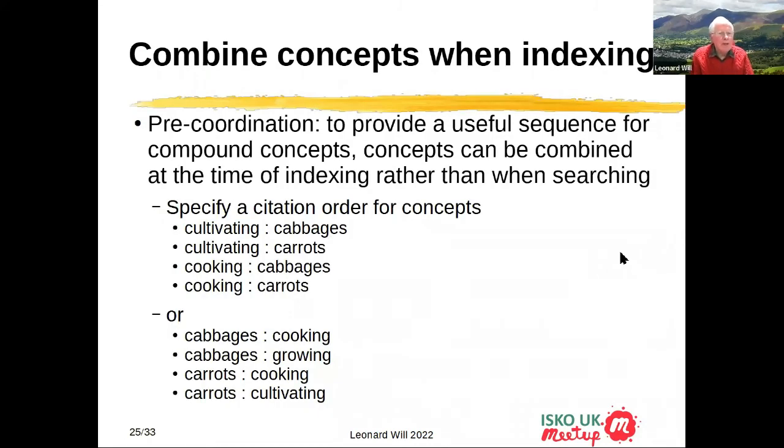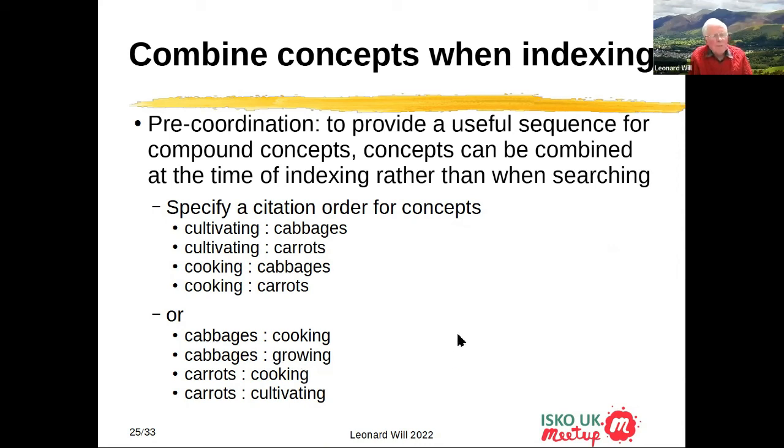Alternatively, you can have pre-coordination, when you combine the facets when you're doing the indexing. And in this case, you can get a useful citation order. You can get a useful sequence of compounds. You have to decide in which order you combine things. You can specify that activities come first and objects come second. So we've got cultivating and various objects that can be cultivated, cooking and various objects that can be cooked. Or the other way around, you can take the objects first and say the object and what you do with them.